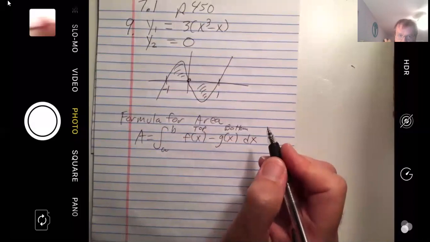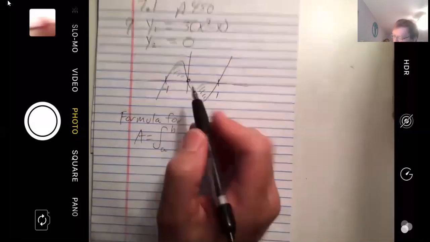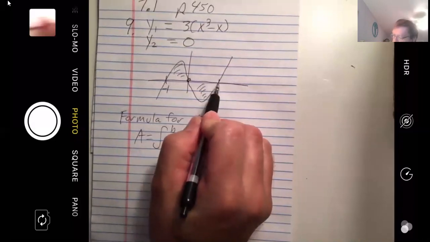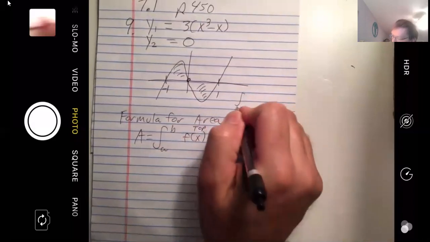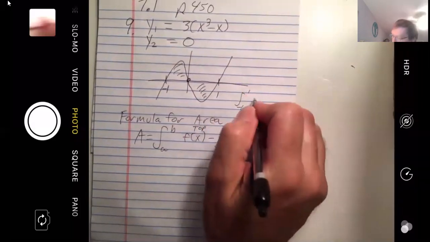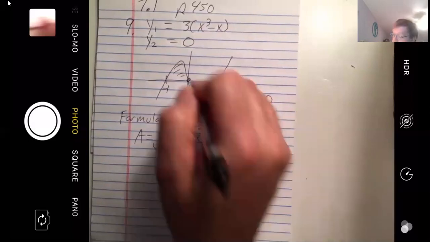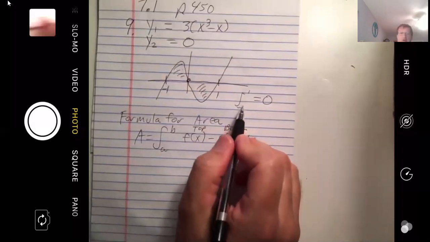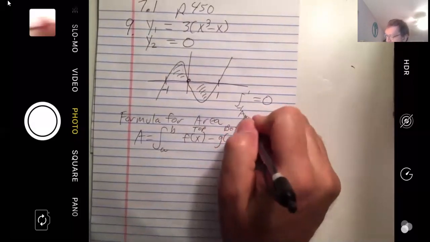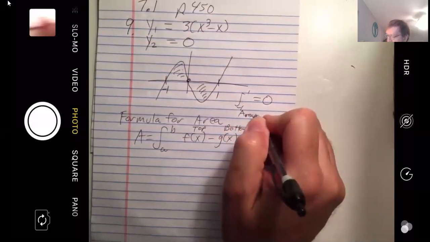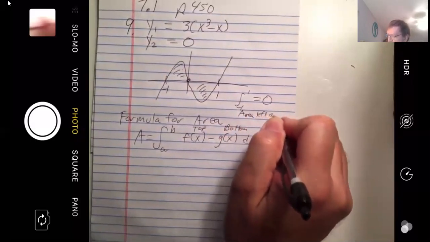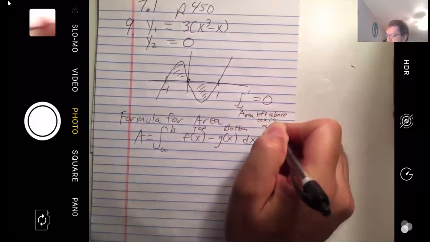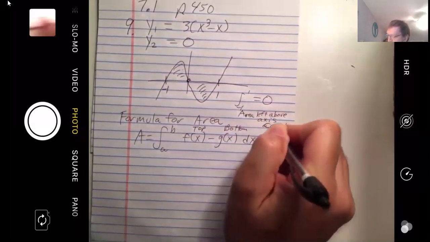Now, I hope they got across in Calc 1 that if I went ahead and did this whole thing from -1 to 1, I would get 0 because the area here cancels the area here. The fundamental theorem gives you net area, your area above the axis cancels area below.